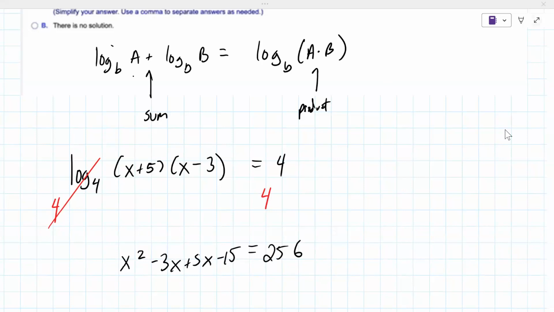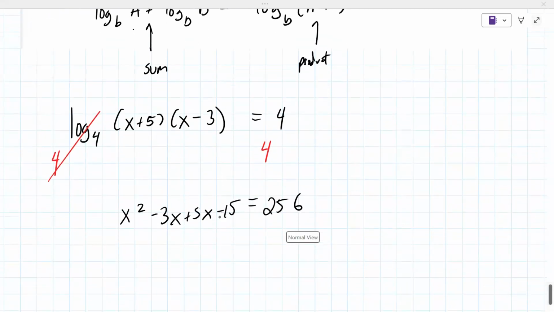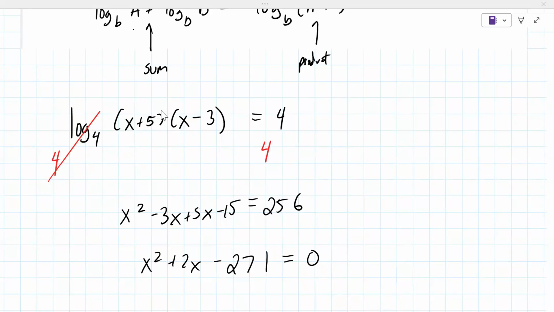So we're going to move this over. We got x squared plus 2x minus 256 is minus 271. And I guess this factors. Well, that didn't work out very nicely. Does it say to round the answers? No, it just says to simplify the answer. Oh, there's the problem. I missed a 7. Whoops. That's really bad. Okay, I apologize. It messes up numbers.